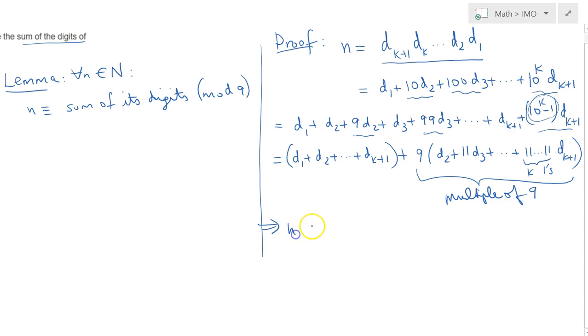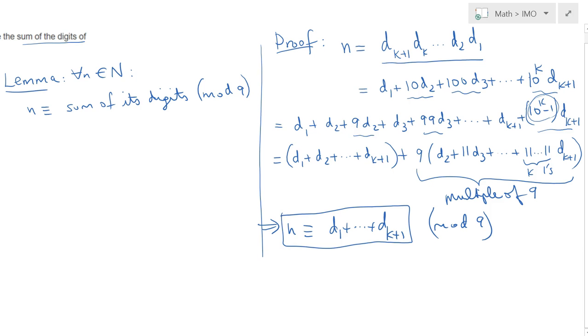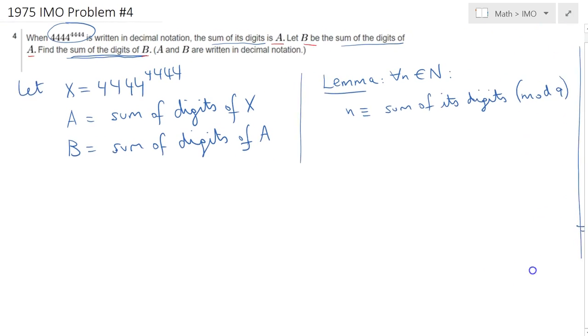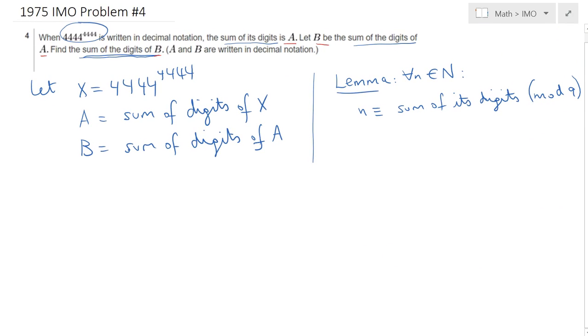As a result, this implies that n itself, when you take it in mod 9, is simply d1 plus up to d sub k plus 1, and notice that this other part is just 0 in mod 9, right? So that's it. We have our expression, which is simply the sum of digits of our number. Now, having proven this result, we can confidently go back and look into our problem.